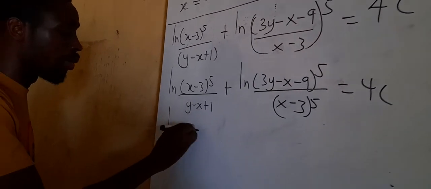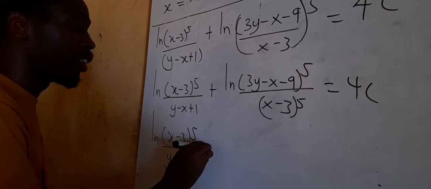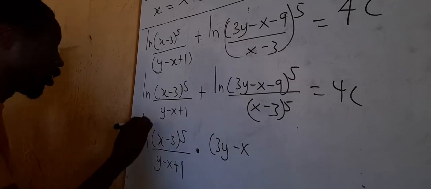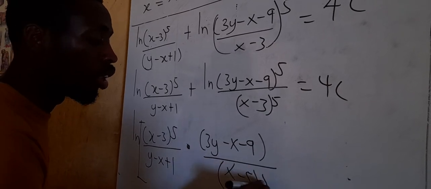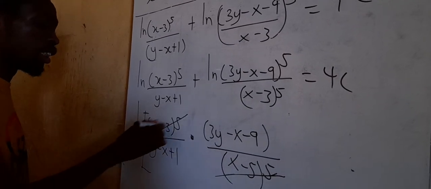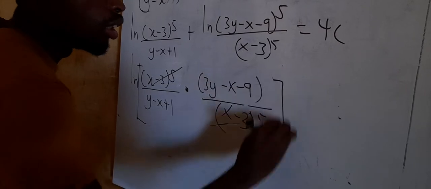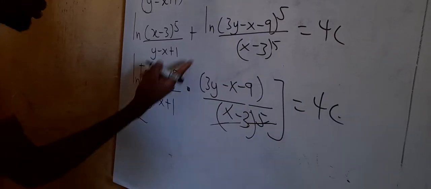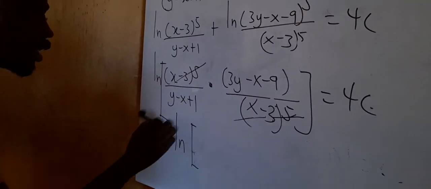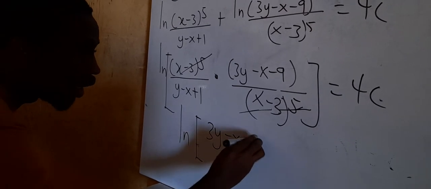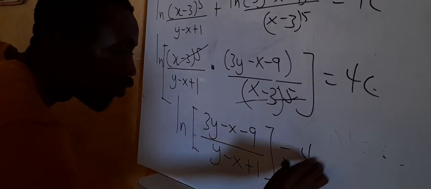So we have ln x minus 3 exponent 5 over y minus x plus 1 times 3y minus x minus 9 over x minus 3 exponent 5. Look at this. This will cancel with that. So this is 3. And it's equal to 4c. So this will divide that. What is left? We are left with our ln, very simple form. 3y minus x minus 9 all over y minus x plus 1 equal to 4c.